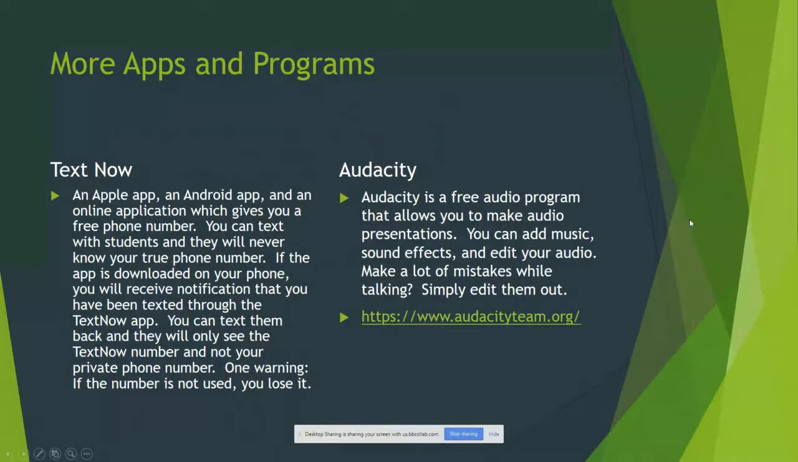TextNow is an Apple or Android app that allows you to get a free phone number. So you can text with students without them knowing what your true phone number is. Now, I will say this one thing about TextNow. If you don't actively use the TextNow number that you're given, it will disappear and go back to their little database of numbers. So it's got to be actively used, but it prevents the students from having your phone number, but they can still text you at this number as much as they need to, and you can text them back without them ever receiving your true phone number.